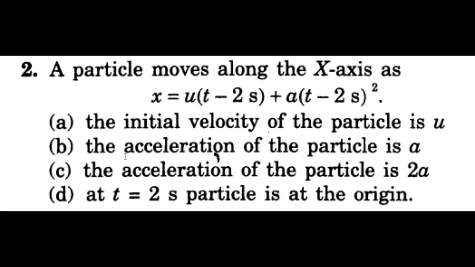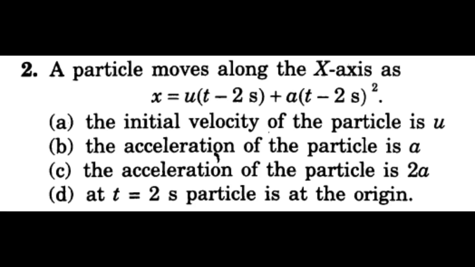Alright, so let's take another question. It is given that the particle moves along the x-axis as x equal to u times t minus 2s plus a times t minus 2s, whole square. Okay, this I think s is second, so t minus 2 we can say. So we have to choose the correct option. First is initial velocity of the particle is u, second the acceleration is a, third acceleration of particle is 2a, and fourth at t equal to 2 particle is at origin.